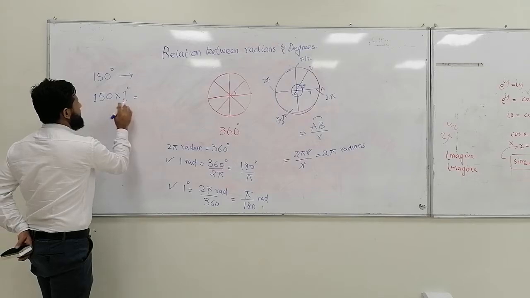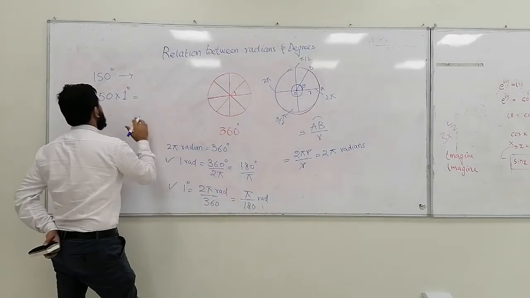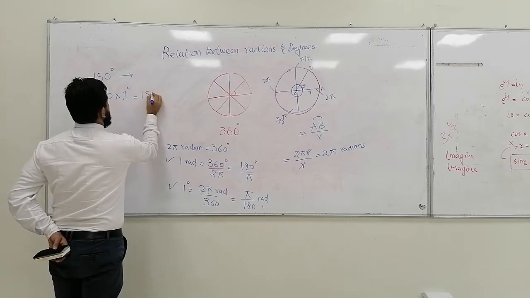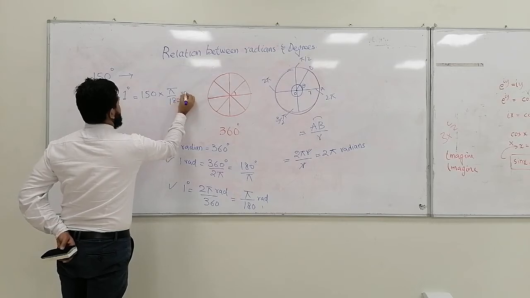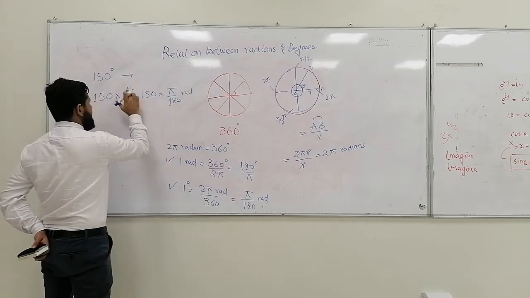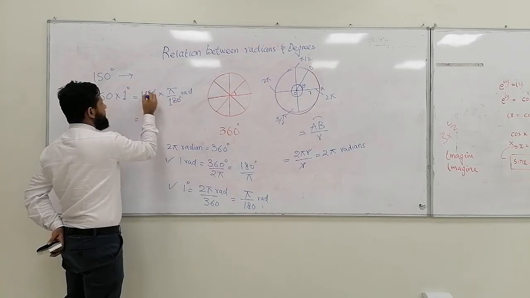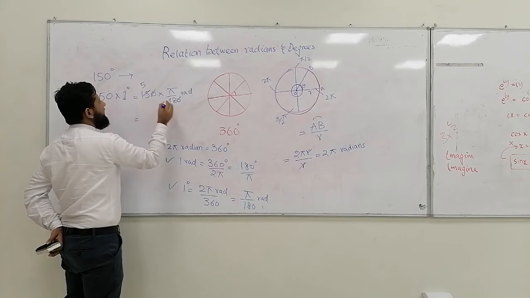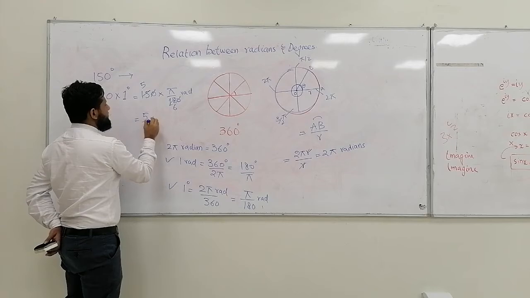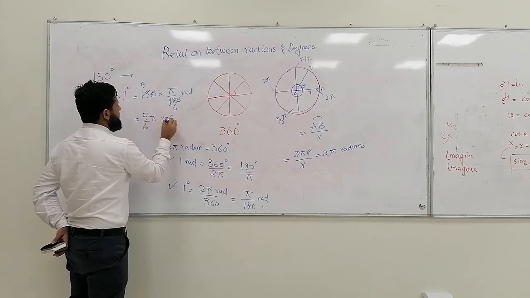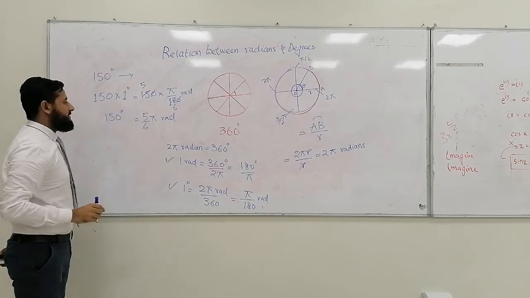But instead of this 1 degree, I can write what? 1 degree is equal to pi divided by 180 radians. So I'll just write 150 multiplied by pi divided by 180 radians. So what happened? Instead of degrees, I have radians now. I need to simplify it. 0 goes with 0, and then 3, 5, and 3, 6. So we have 5 divided by 6 pi radians. So 150 degrees is equal to 5 by 6 pi radians.